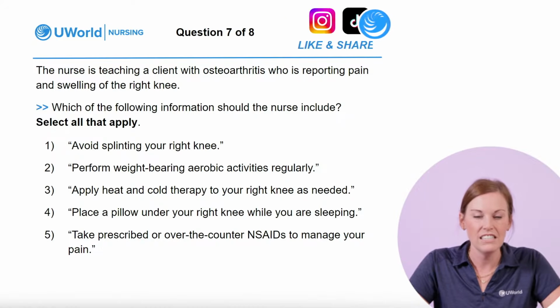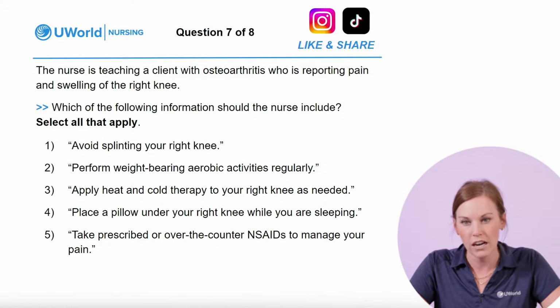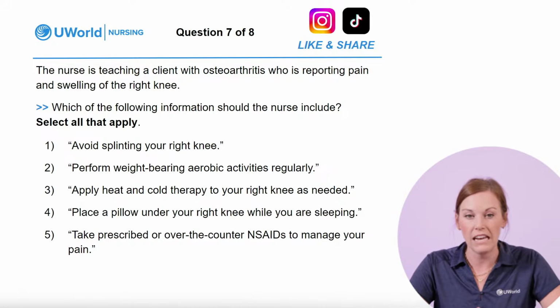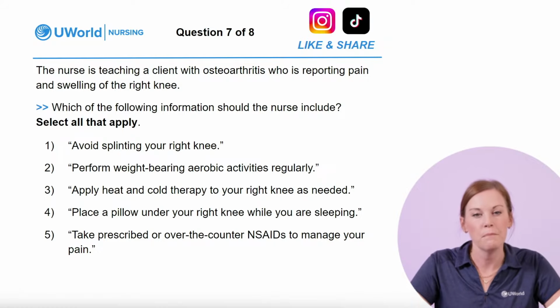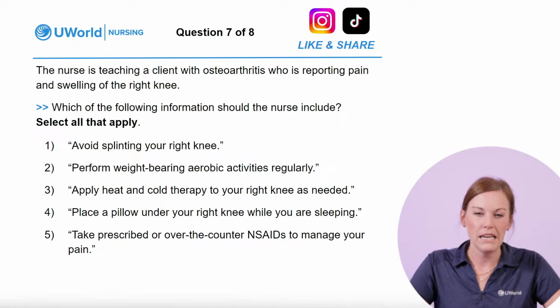All right, the nurse is teaching a client with osteoarthritis who is reporting pain and swelling of the right knee. Which of the following information should the nurse include? Select all that apply. Option 1, avoid splinting your right knee. Option 2, perform weight-bearing aerobic activities regularly. Option 3, apply heat and cold therapy to your right knee as needed. Option 4, place a pillow under your right knee while you are sleeping. Option 5, take prescribed over-the-counter NSAIDs to manage your pain.